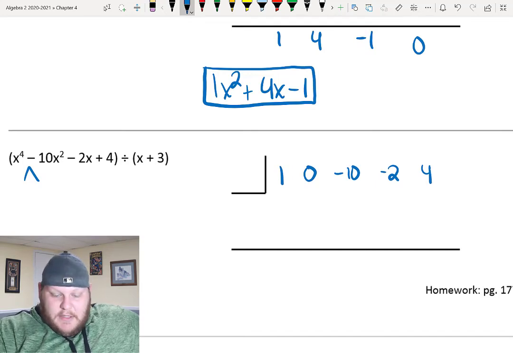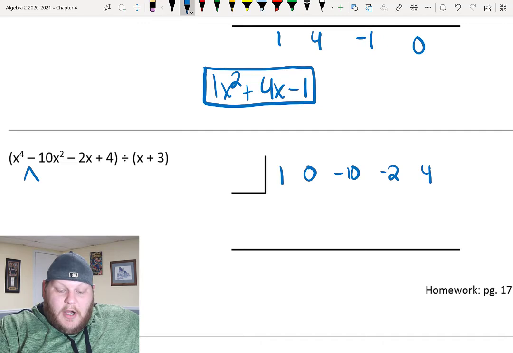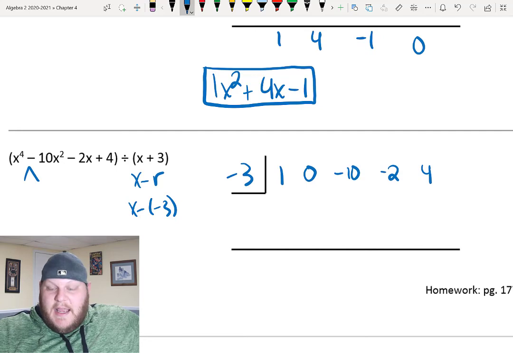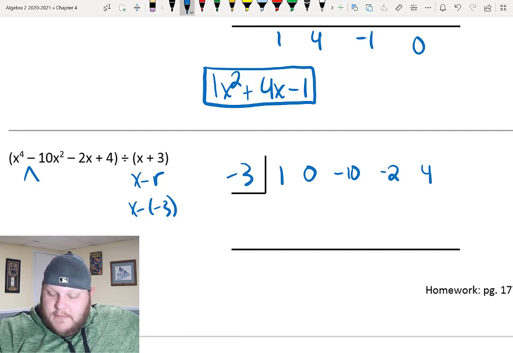The other messy thing here is that my r value, since it has to be x minus r, r would have to be negative 3 in this case because I see it as x plus 3. So having to switch that sign is another thing you have to make sure you keep track of.